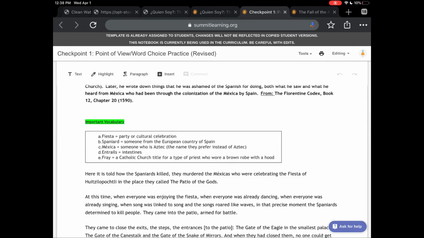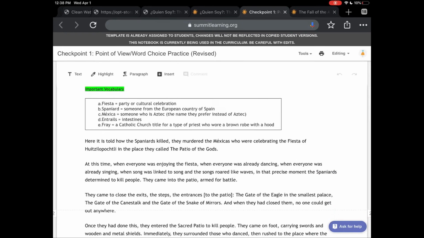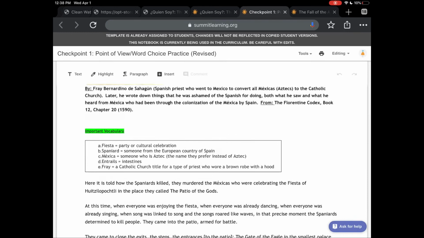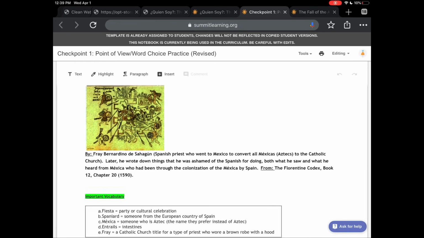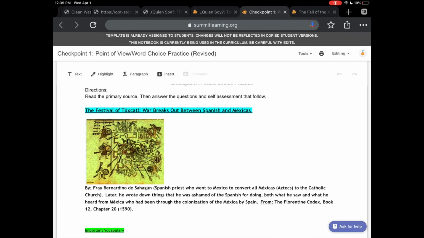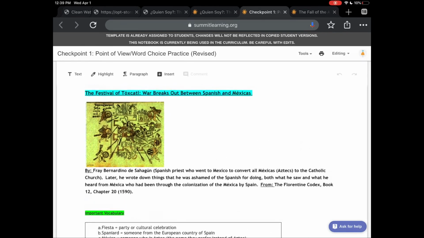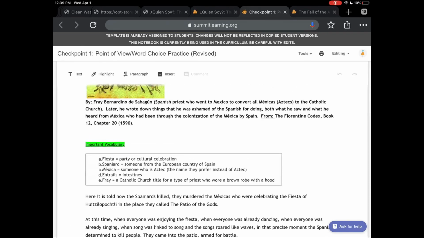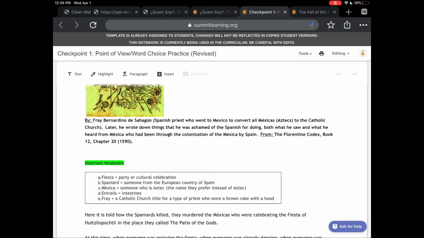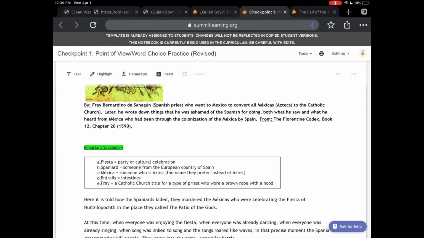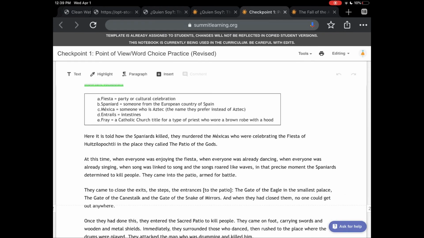Something that was really important about this festival is that the Spanish were invited as guests. But what the Aztecs had no idea is that the Spanish had an entirely sinister plan for this festival. I will read through the primary source here in checkpoint 1. All right, this is from the Spanish priest Fray Bernardino de Sahagún, the priest that went to Mexico and observed what happened at this festival.